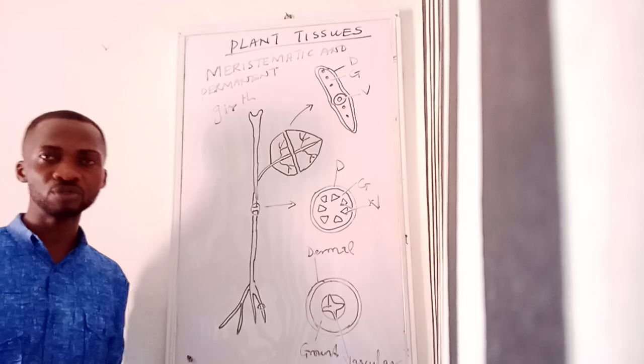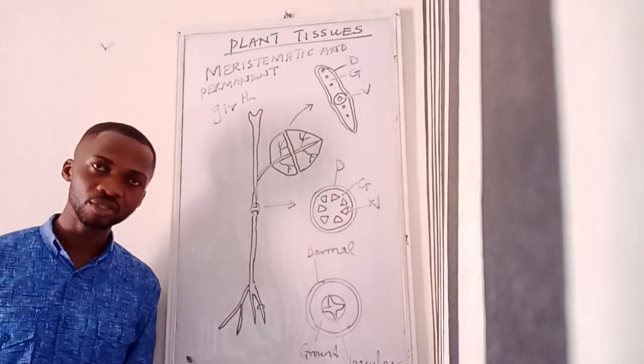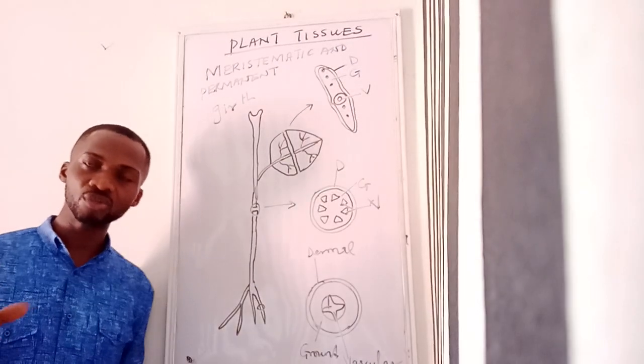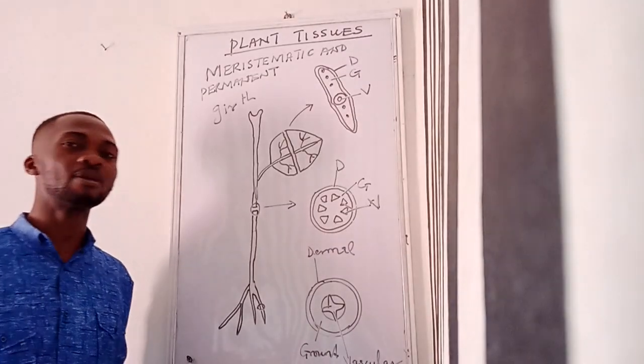Then another kind of tissue, apart from the dermal tissue, is the one that is called the vascular tissue. When we talk about the vascular tissue, we talk about the tissues that help in the transport system of the plant.